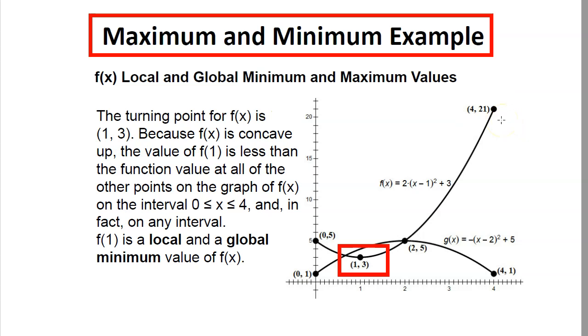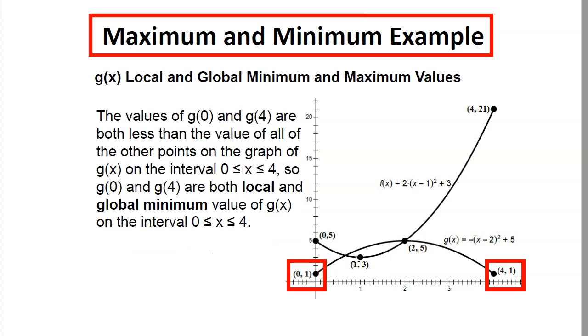The turning point for f of x is 1, 3. Because f of x is concave up, the value of f of 1 is less than the function value of all the other points on the graph of f of x, on this interval 0 to 4, and in fact on any interval. So f of 1 is a local and global minimum value. It's smaller than all the other points on f of x, on this interval, and in fact on any interval.